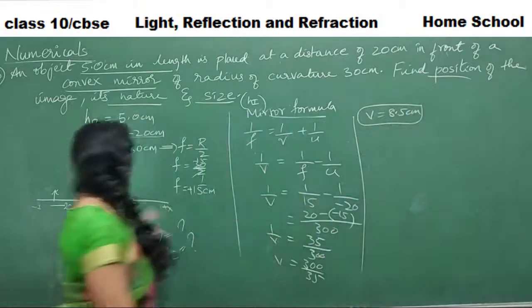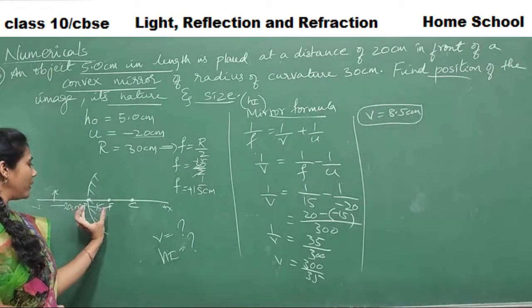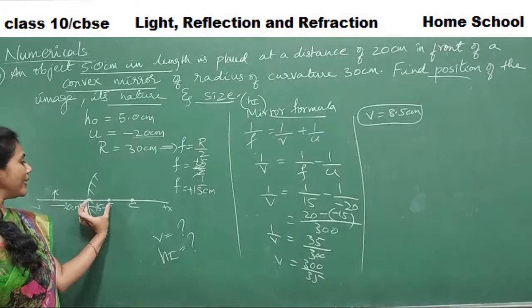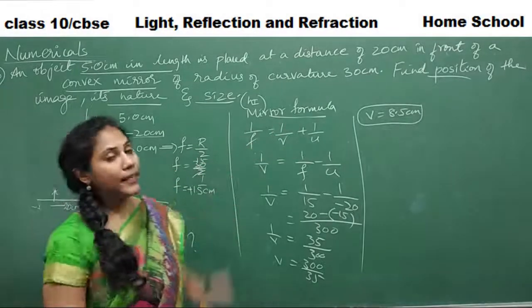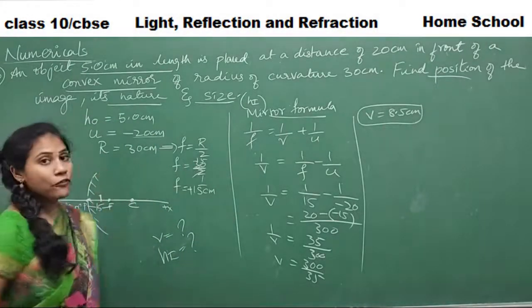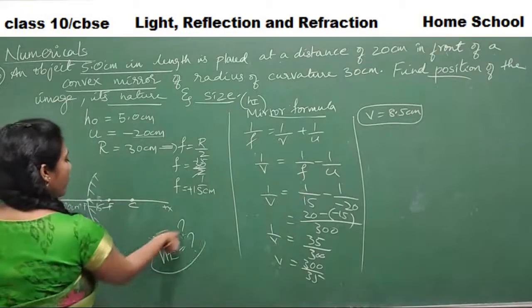Okay, see V value how much you got? I told you your image is between P and F. So the P and F value is 15. Within 15 I said you will get your value. You got your 8.5. Okay, so here is where your image is getting formed. So next thing is you have to calculate the height of the image.